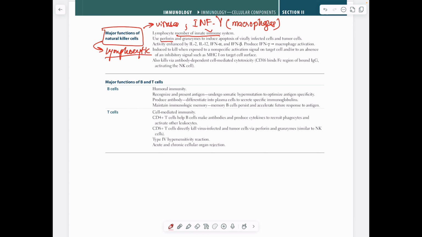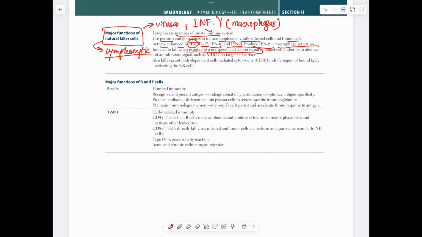It uses perforin and granzyme to induce the apoptosis of virally infected cells and tumor cells. You guys know in apoptosis there will be cytochrome C released, and apoptosis will be done. There will be activity enhanced by interleukin 2, 12, interferon alpha and beta, and it produces interferon gamma that will activate the macrophages. And it is induced to kill when exposed to a non-specific activation signal.